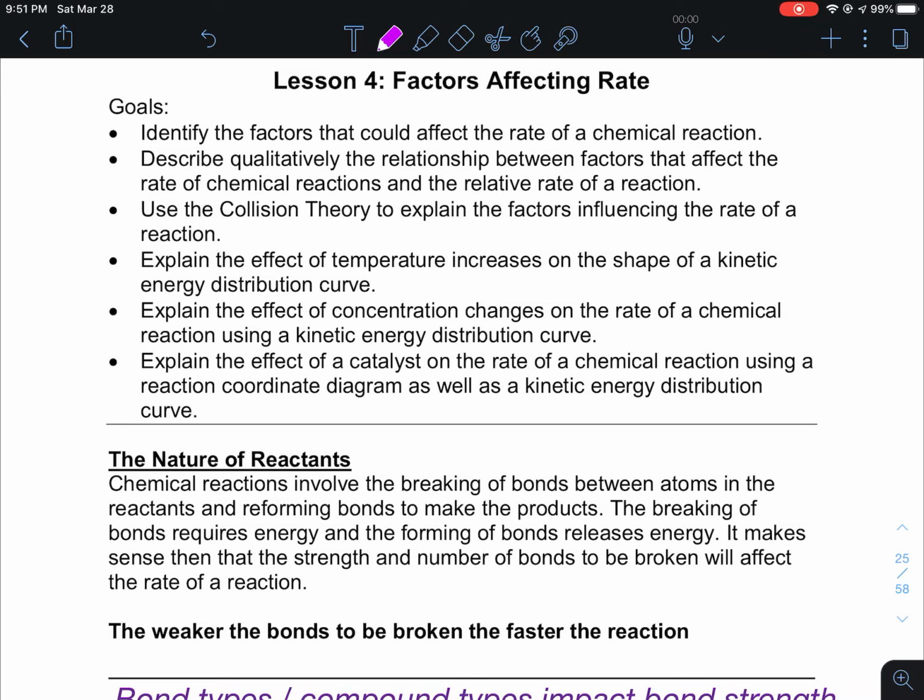Hi everybody, this is lesson 4, factors affecting rate. This lesson is very full. There's a lot going on in it, and not all that I agree with, in a way. It's a qualitative look at what kind of factors work against collision theory, is how I kind of think about it.